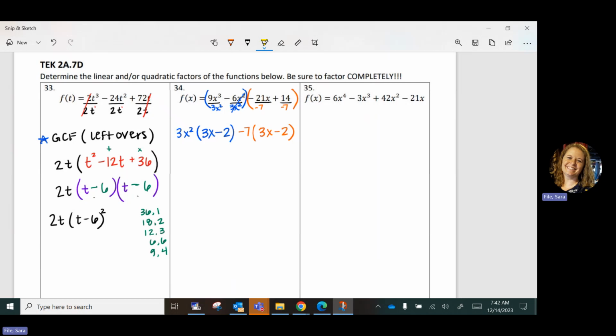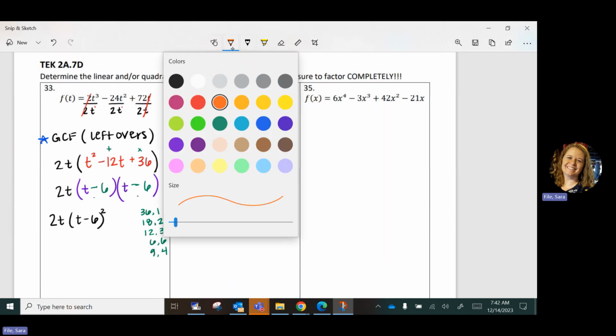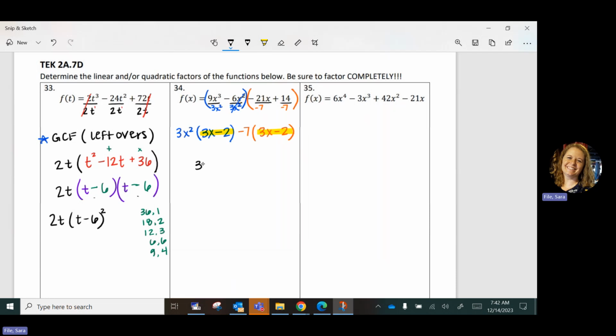Now, how about that? When we do grouping, and we've done it correctly, we want these leftovers to match, don't we? And they do. That's a good sign. That tells me that that is a factor. So 3x minus 2 is a factor. What else is a factor?